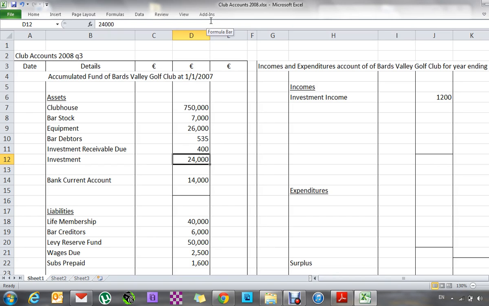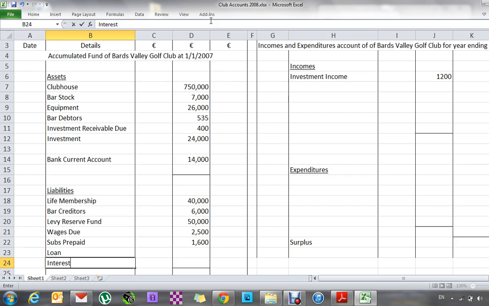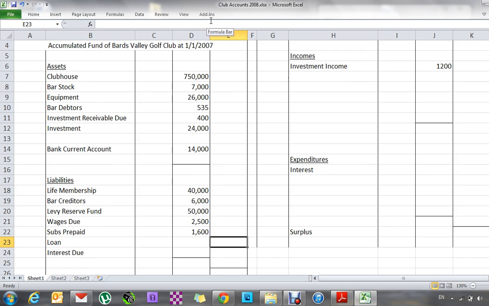Now, moving on. We now look for our loan. These questions are very predictable. There is always going to be a loan. I'm going to put my loan in here now. And there'll have to be interest on the loan. And usually there's interest due, and there's going to be an expenditure over here of interest. This one here is the interest we used up during this year, and the interest due is the amount that was owing at the beginning of this year. So it says we repaid a 30,000 euro loan, so I'll put that in. So the loan itself is 30,000.